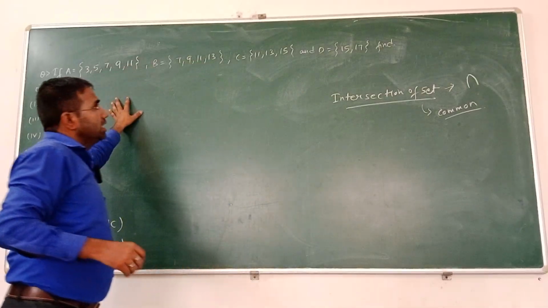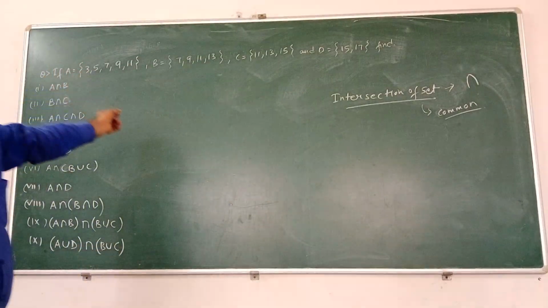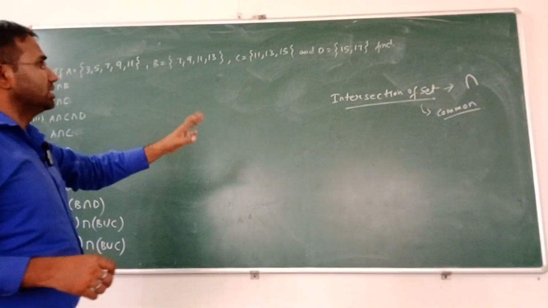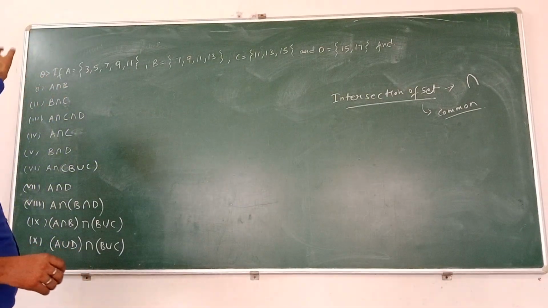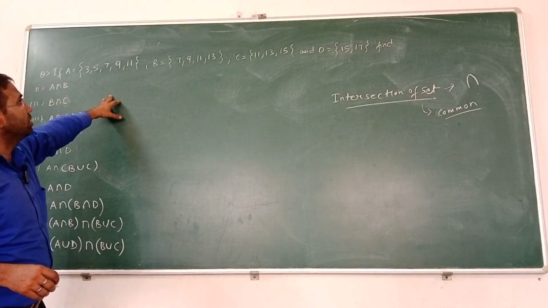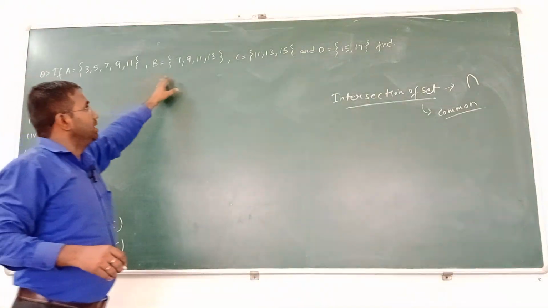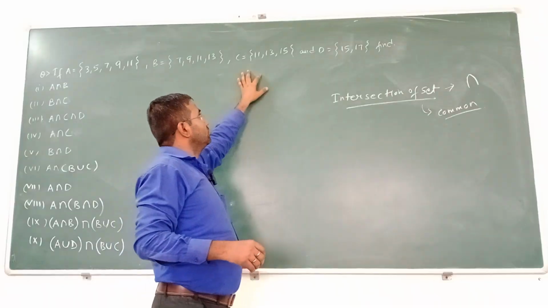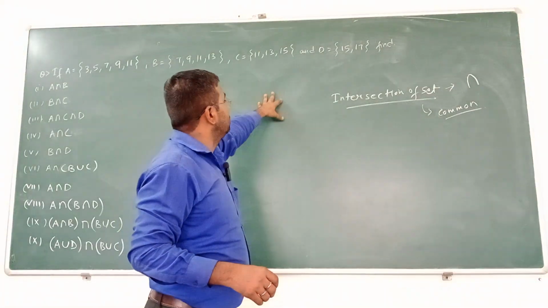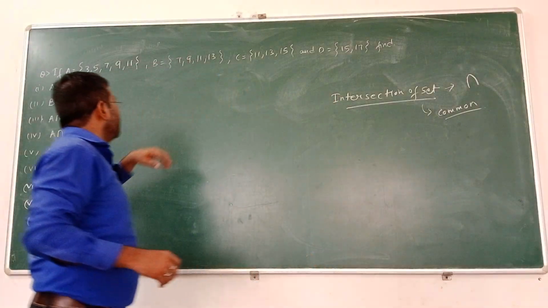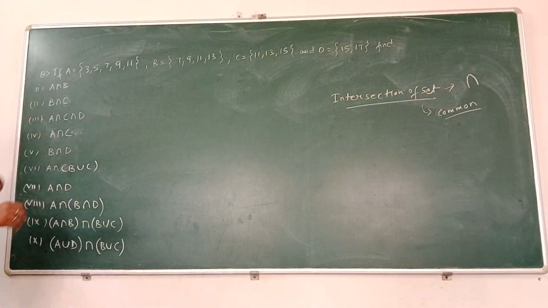So see here, one question is given. On the basis of this question we will try to learn the intersection of sets in a proper way. What is the question saying? If A is equal to 3, 5, 7, 9, 11, B is equal to 7, 9, 11, 13, C is equal to 11, 13, 15, and D is equal to 15, 16. We have to find the intersections.